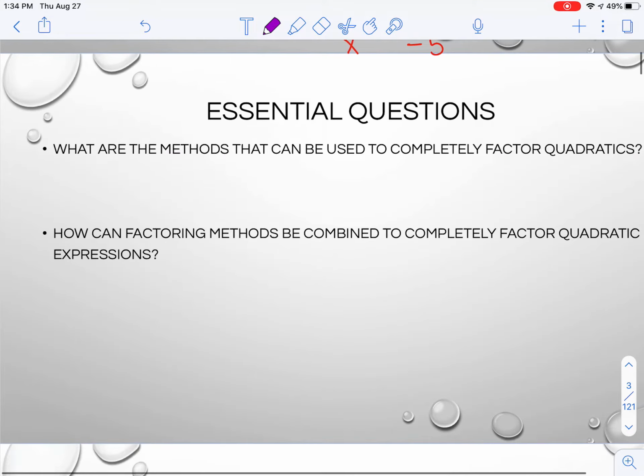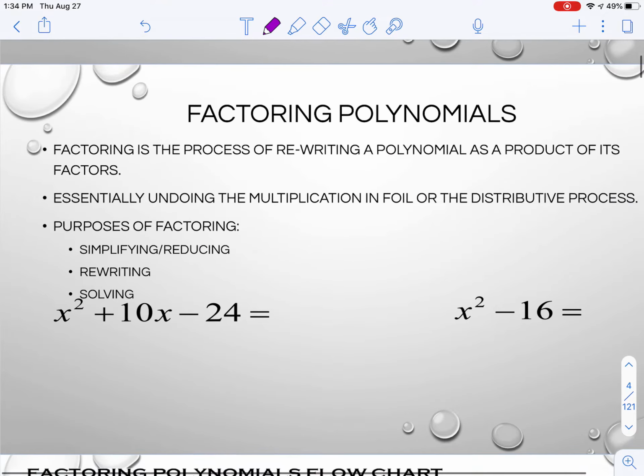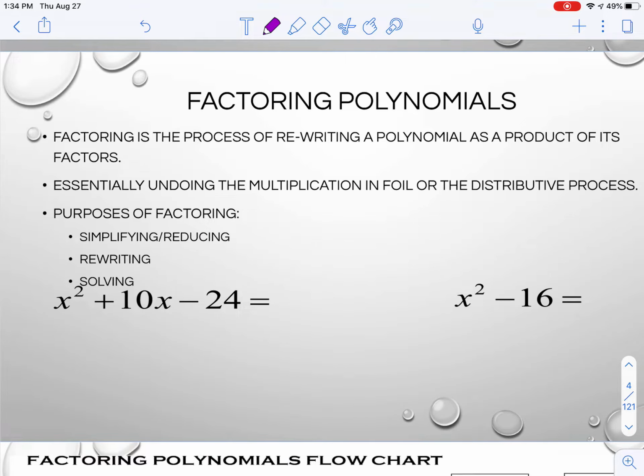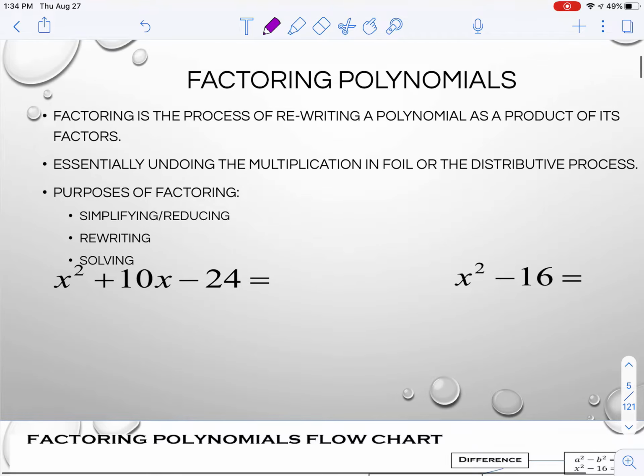Okay, so some essential questions here. What are the methods that can be used to factor, and how can factoring methods be combined to completely factor? And the key word there is completely factor. Okay, while factoring, it's the process of rewriting a polynomial as a product of its factors. Again, we want our end product to be what expression times what expression.